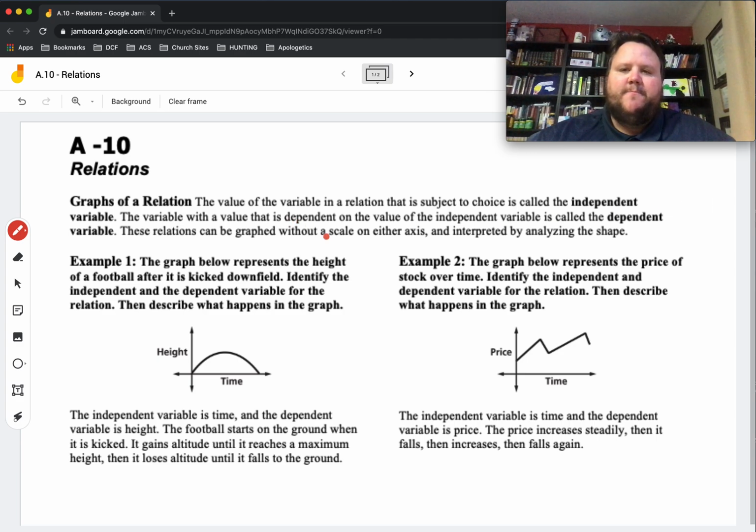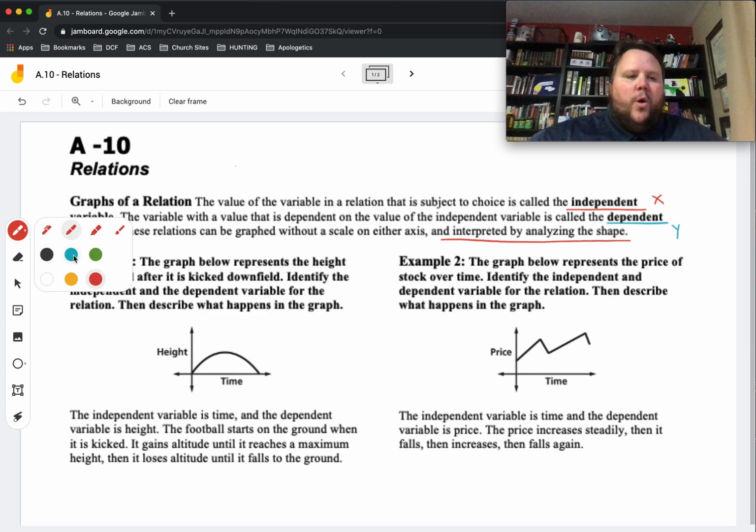So when we graph a relation, the value of the variable in a relation that is subject to a choice is called the independent variable. So essentially, independent variable means that's what I'm plugging in, and I get a value back. So it's my input. Now, the dependent variables are the ones that depend on the independent variable. So they depend on the value of the independent variable. That's usually our y's, and our independent variable, like I said yesterday, is usually our x's. These relations can be graphed without a scale on either axis and interpreted by analyzing the shape. So we're analyzing the graph.